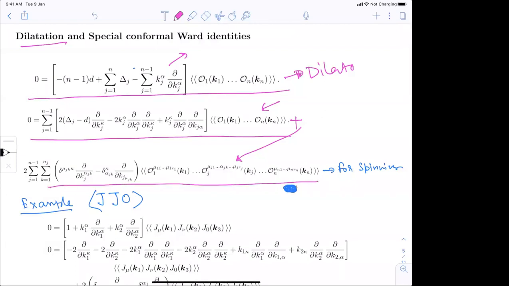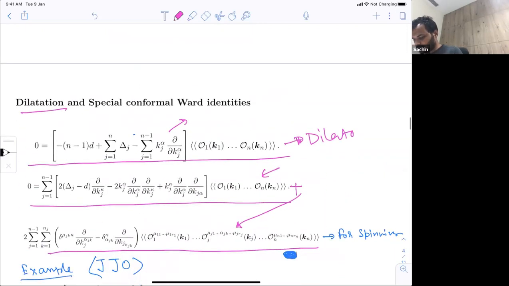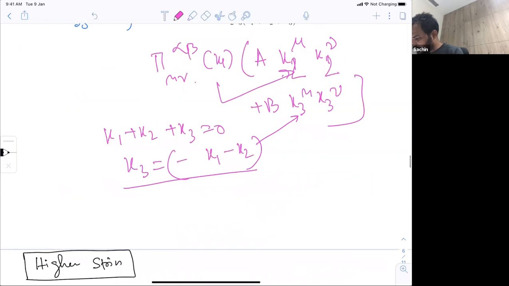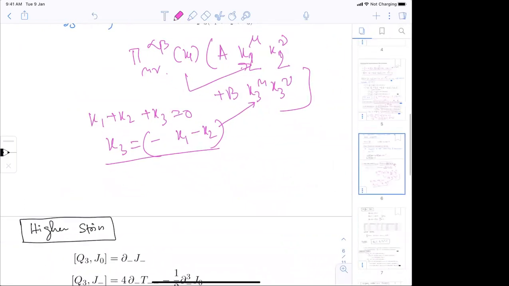One question, Sachin. Yes. Do the transverse and the local part separately satisfy what you call local? Okay, do these two separately satisfy these equations? No. Yeah. So they don't separately satisfy these equations. The way it happens is the following. Let me just tell you. One second.